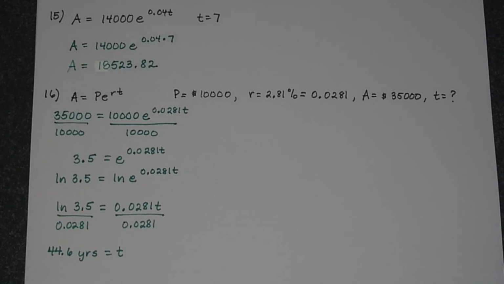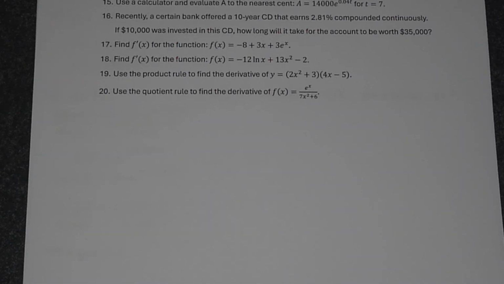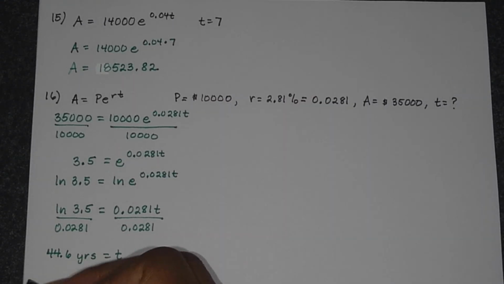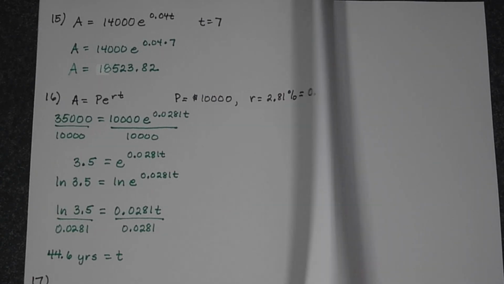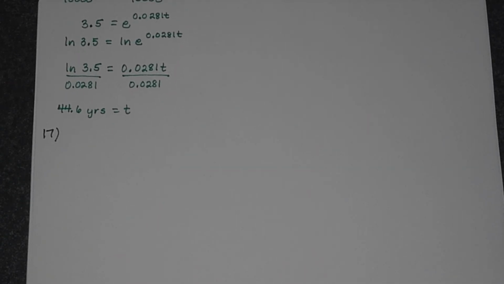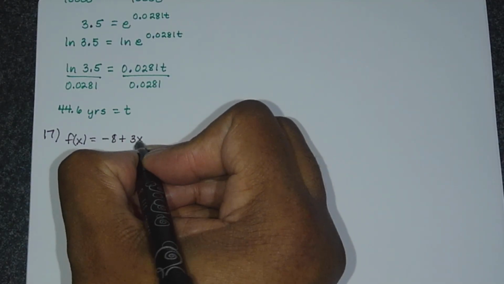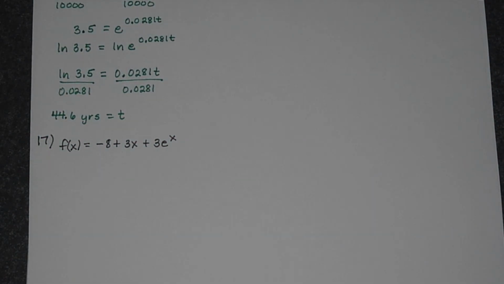All right, questions on number 16. All right, let's see, number 17. Here we're going to find f prime of x for the function f of x is equal to -8 plus 3x plus 3e to the x. So this is where we talked about derivatives of exponential and logarithmic functions. So here we got f of x is equal to -8 plus 3x plus 3e to the x. And I want its derivative.